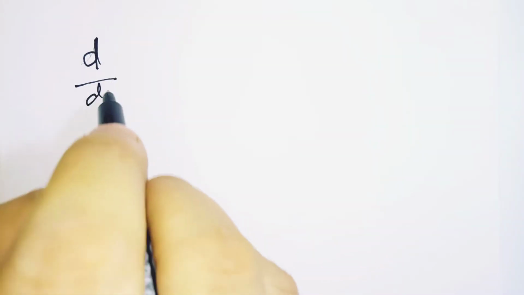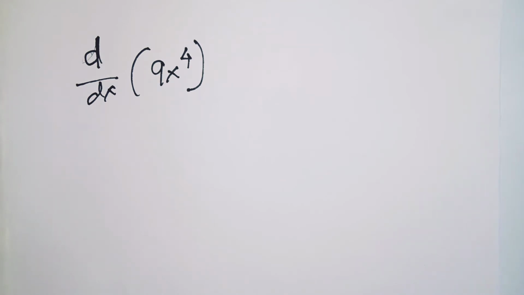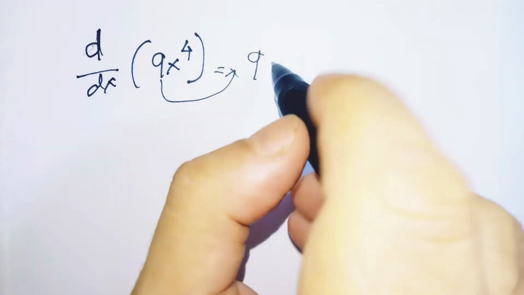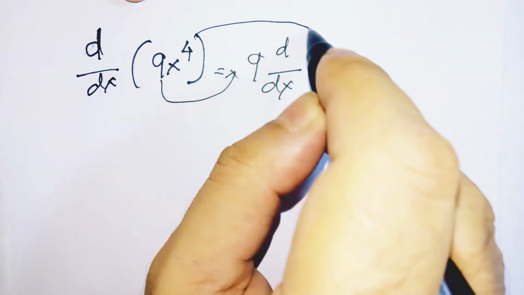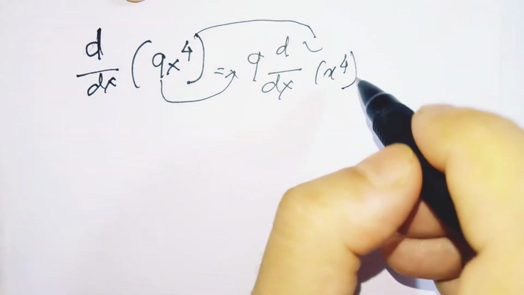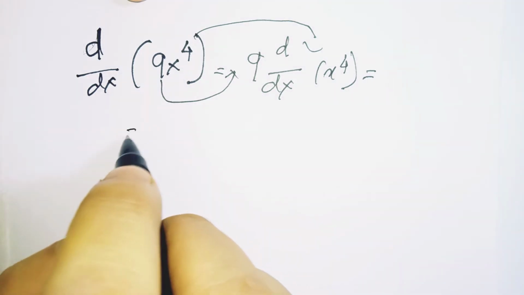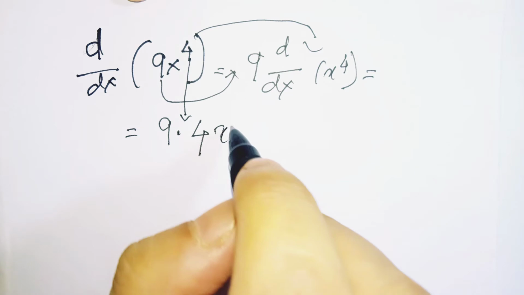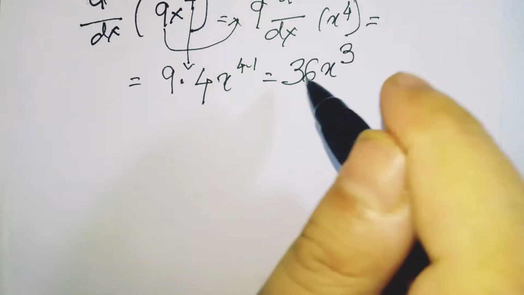Okay, so considering that particular formula which we just learned, how do we find the d by dx of, say, 9x raised to the power 4? Let us try to solve this. As we learned, we bring 9 right at the beginning. So we write here 9, then we write d by dx of x raised to the power 4. Then we can just rearrange it: we write 9, and then we bring the 4 right at the beginning, x raised to the power 4 minus 1. So this becomes 36x raised to the power 3. So this is our answer.